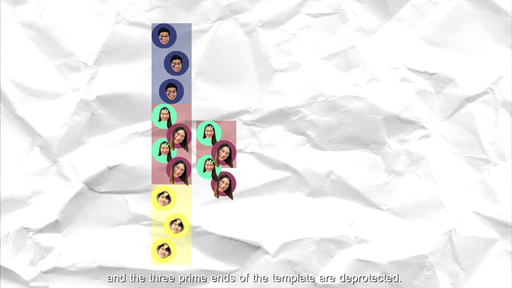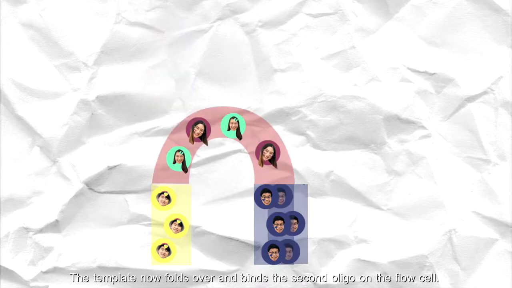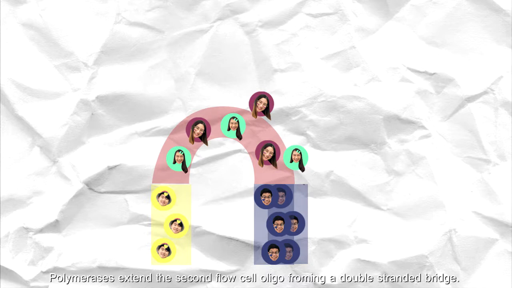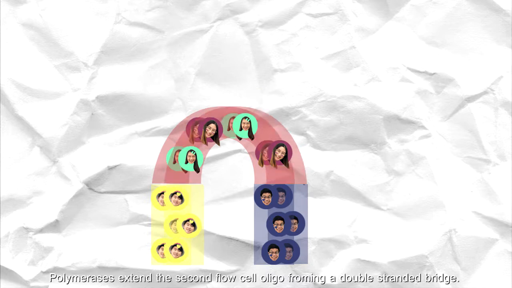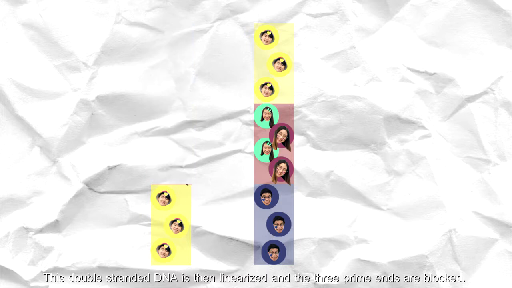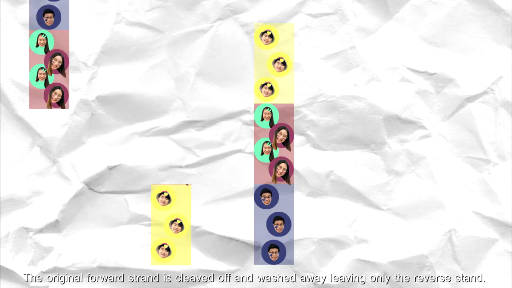After completion of the index read, the read product is washed off and the three prime ends of the template are deprotected. The template now folds over and binds the second oligo on the flow cell. Index 2 is read in the same manner as index 1. Polymerase extends the second flow cell oligo forming a double-stranded bridge. This double-stranded DNA is then linearized and the three prime ends are blocked. The original forward strand is cleaved off and washed away, leaving only the reverse strand.